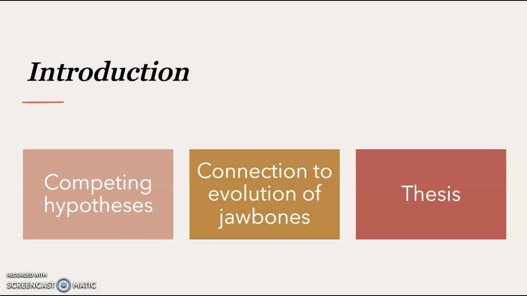With that being said, the connection to the jawbone evolution is that there are 2 structures, the quadrate and articular, which are found to be directly linked to the middle ear structures, the incus and malleus. So, my thesis states the definitive mammalian middle ear evolved due to the ossification of Meckel's cartilage, the separation of the malleus and incus from the jawbones, and the formation of the dentary.